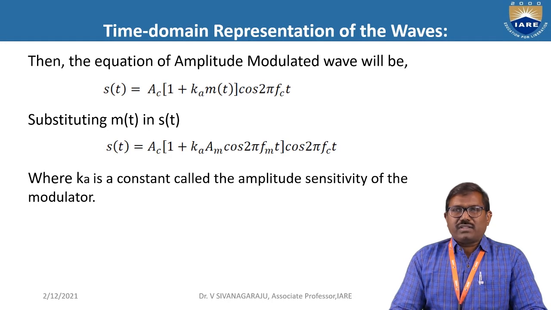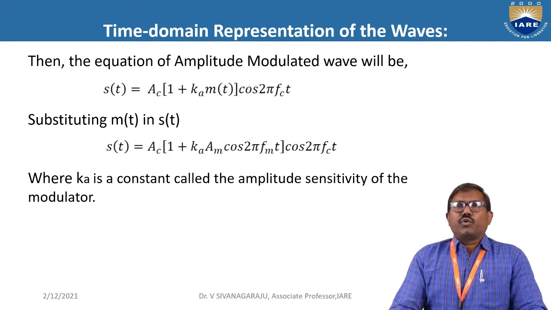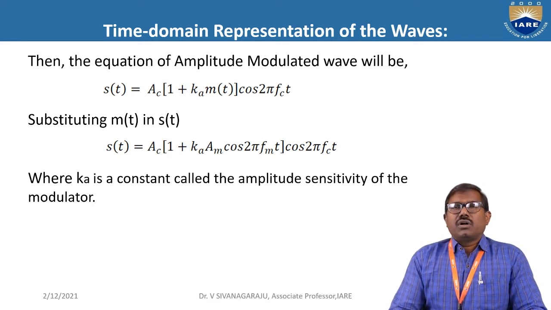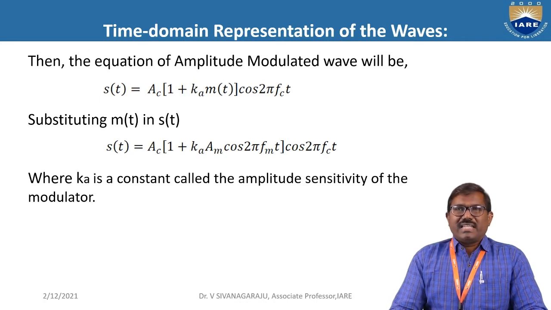Already you know m of t. m of t is Am cos 2 pi fm t. Now we are going to substitute m of t in s of t, in the first equation, Ac of 1 plus Ka m of t. That m of t is the message signal or modulating signal. So we are going to substitute the given equation in that m of t.